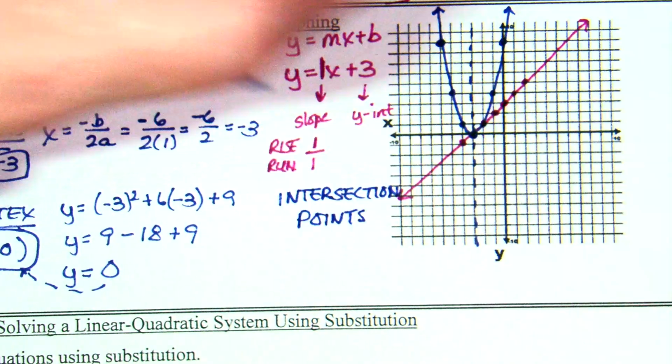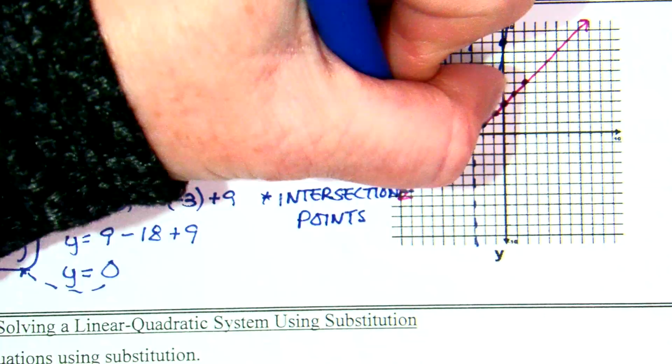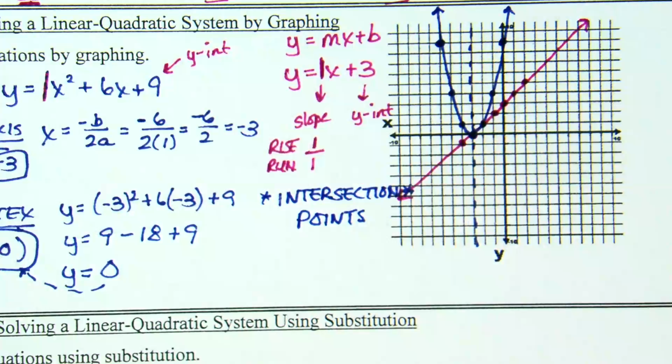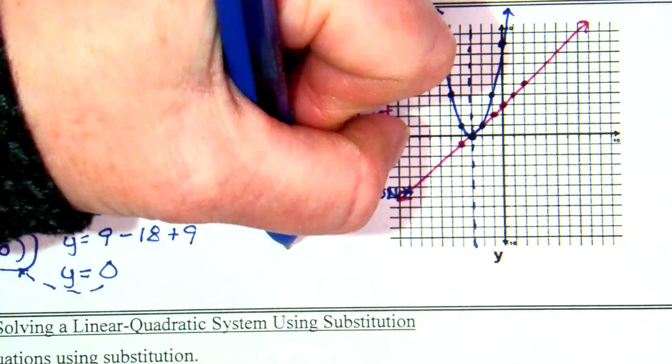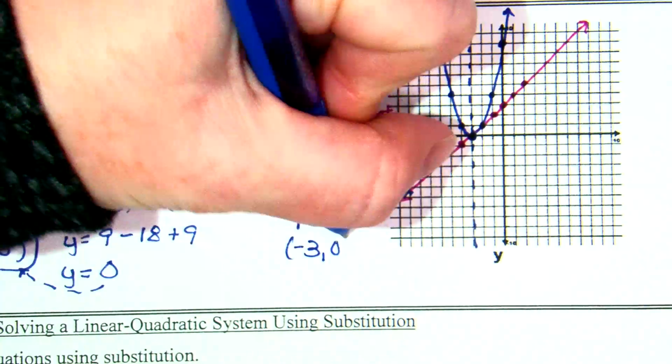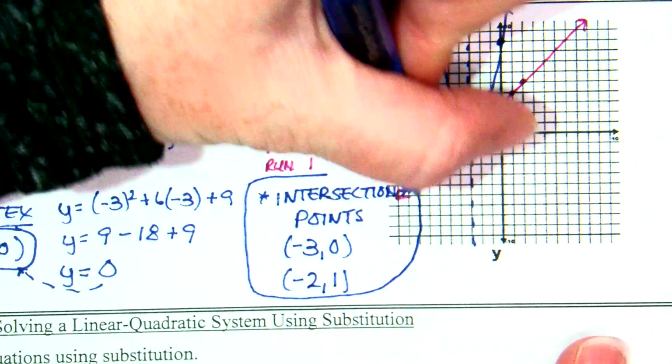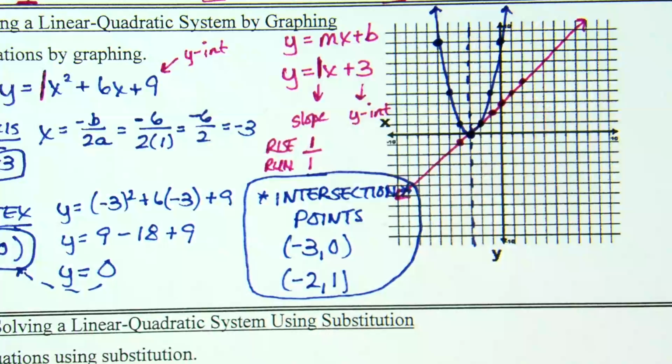So what are my intersection points? Where did my line and my parabola cross each other? Okay. -3, 0 and -2, 1. And again, that's why when I'm graphing and I know I'm going to be looking for intersection points, I like to be as precise with my dots as possible. By rising over running and getting those dots, I didn't just draw a line and think, oh yeah, I think it intersects there. No, I got very specific. I looked for those dots.